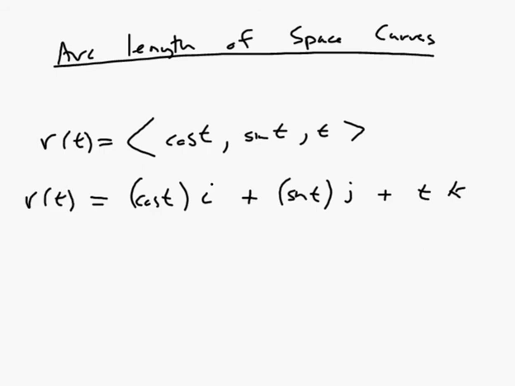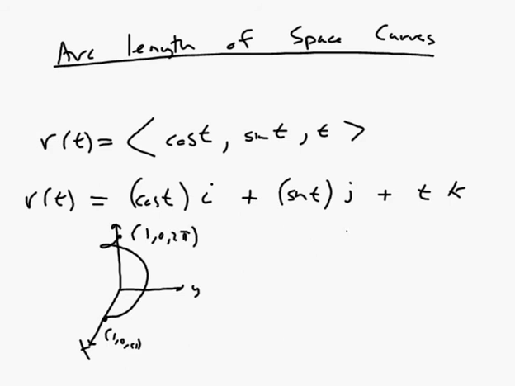So we know this is the helix, and we know sort of what it looks like. Here's X, Y, and Z. It starts at the point (1, 0, 0), and then it sort of loops around and up, and it stops up here at the point (1, 0, 2π). Well, at least it did that for the domain we were interested in. So we did a domain from 0 to 2π. Okay, so that's called the helix.